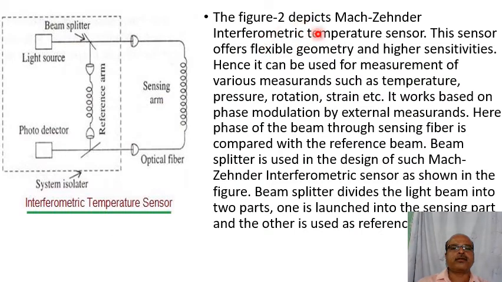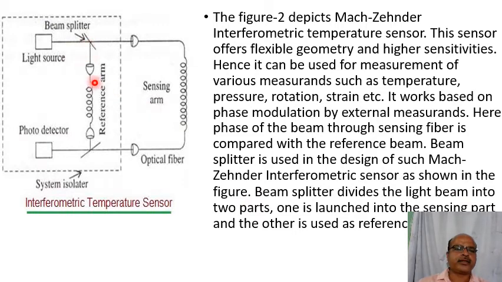Figure 2 shows the Mach-Zehnder interferometric temperature sensor. This sensor offers a flexible geometry and higher sensitivities. Hence, it can be used for various measurements such as temperature, pressure, rotation, strain, etc. It works based on phase modulation by the external measurand. Here, the phase of the beam through the sensing fiber is compared with the reference beam. A beam splitter is used in the design of such a Mach-Zehnder interferometric sensor as shown in the figure.